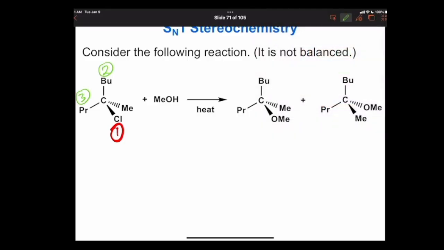Propyl is going to be number 3. Methyl is number 4. The lowest priority group is currently facing to the back. We have a single enantiomer, one chiral molecule as a starting material. I have only one stereoisomer of my starting material.